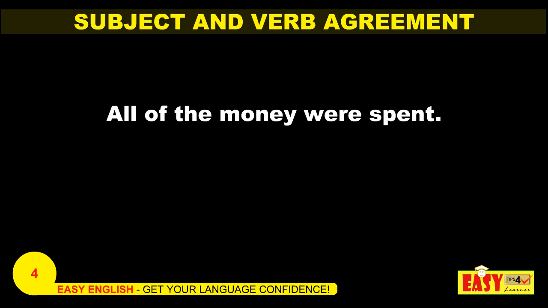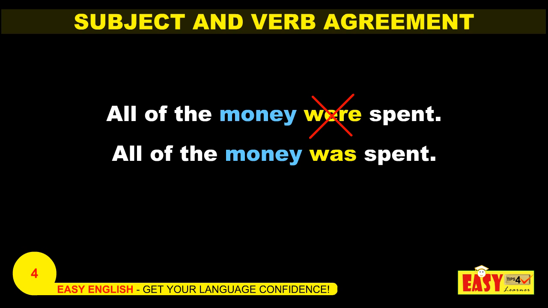Okay, now look at the next sentence. All of the money were spent. So what is the subject here? Subject is the money. Verb that is being used is were. All of the money were spent. It is not all the money, all of the money. There is a difference between all the money and all of the money. So in this context, all of the money was spent. Money is the subject and the singular verb should be was. So the correct usage of subject agreement and verb will be all of the money was spent.